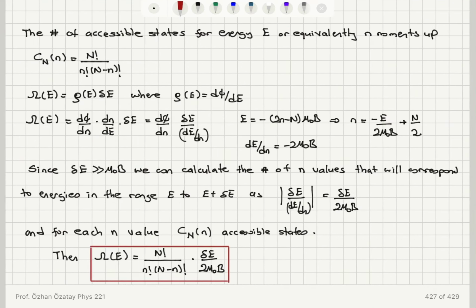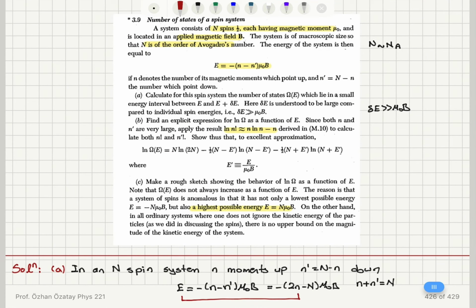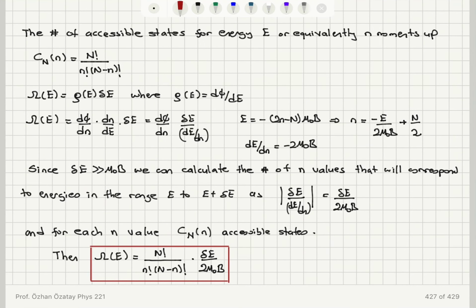Okay, so we have done quite a bit of algebra for a capital N spin system where the total energy is minus n prime mu 0 b. First, we want to know the number of accessible states for an energy interval E to E plus delta E. For a given n value, corresponding to an energy value, the number of accessible states is the number of combinations of capital N objects taken n at a time.